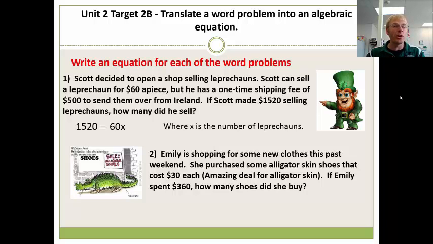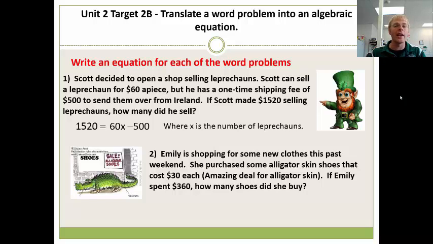But that's not our full equation, because there's still one more piece of information here. He's making $60 for each leprechaun he sells, but he is going to lose $500 in the shipping costs. So we have to make sure we take $500 and subtract it from that 60x to accurately represent the right-hand side of that equation. If he sells a leprechaun, he makes $60. We take all of that money and we take $500 away to cover the shipping costs, and that's going to equal his total of $1,520. Now we have an equation that we could solve to find the number of leprechauns.